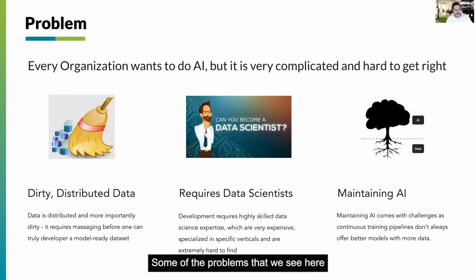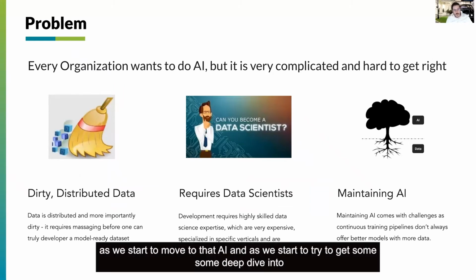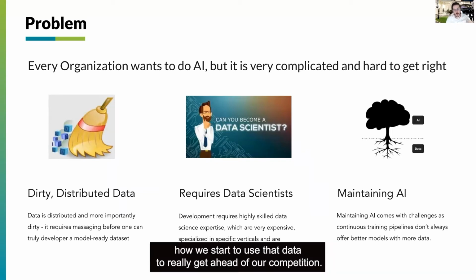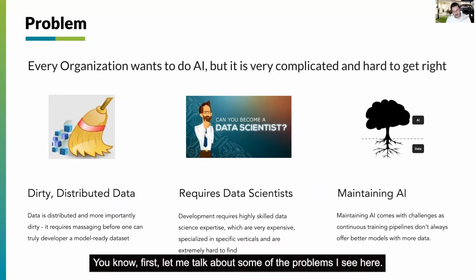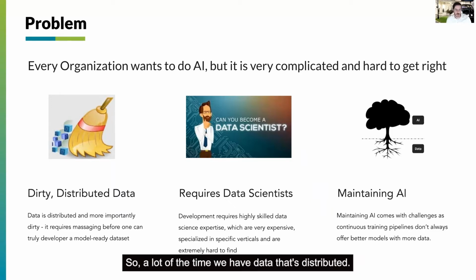Some of the problems that we see here, and the reason why I'm highly recommending this, is as we start to move to that AI, and as we start to try to get some deep dive into how we start to use that data to really get ahead of our competition. First, let me talk about some of the problems I see here. A lot of the time we have data that's distributed, it's dirty, it's spread all over the place.